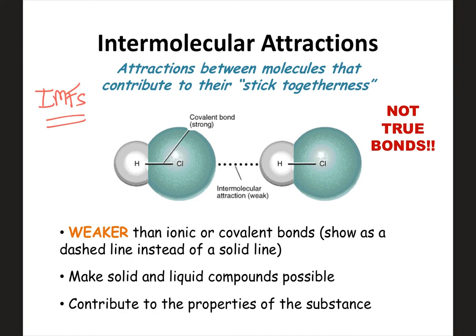If you look here in this picture, when hydrogen forms a covalent bond with chlorine, that's a real bond. That's a shared pair of electrons. But when 2 molecules of HCl form an attraction between them, that's an intermolecular attraction or an intermolecular force. We're talking about these attractions between molecules. They are way weaker than an ionic or covalent bond, so that's why we use a dashed line to indicate them. And basically, this is what allows these solid and liquid covalent compounds to actually form.